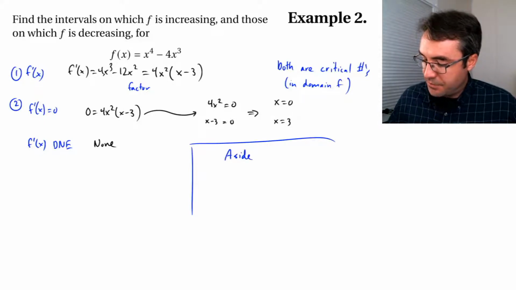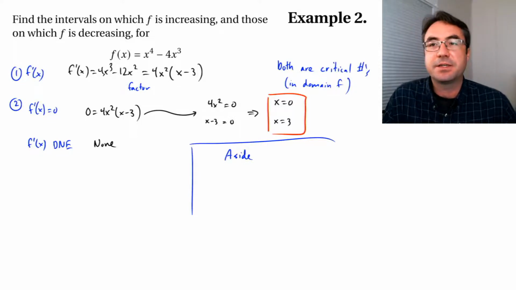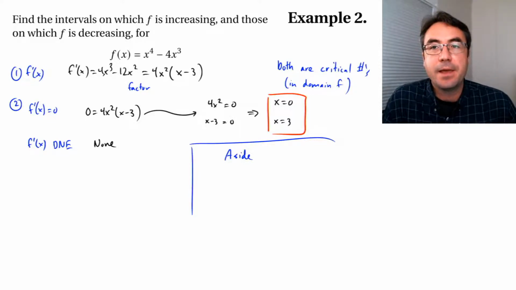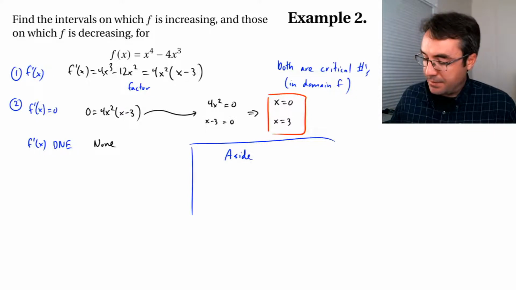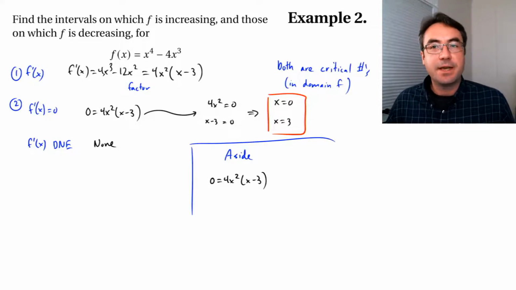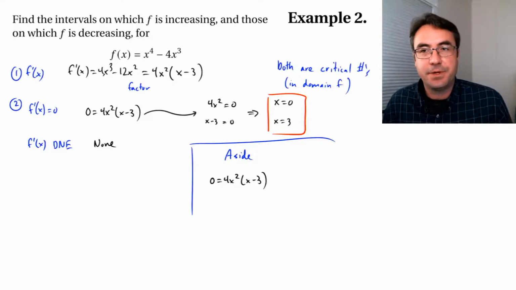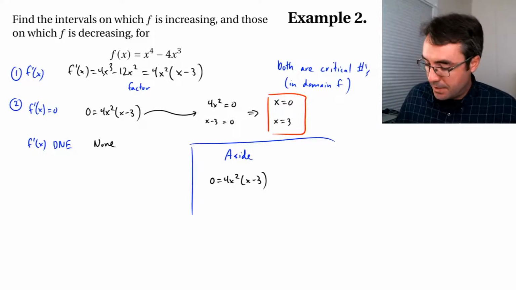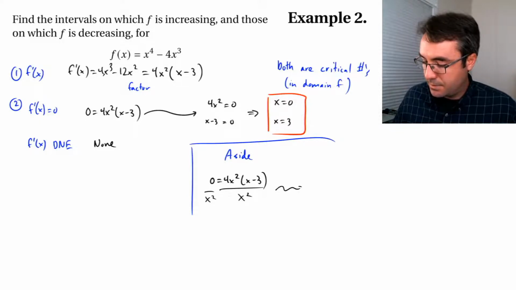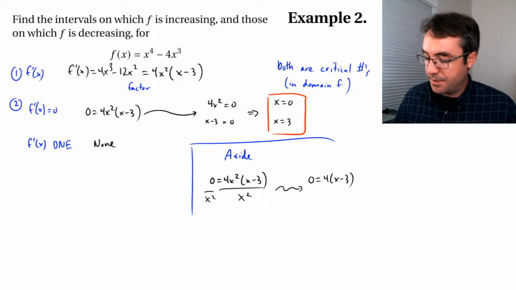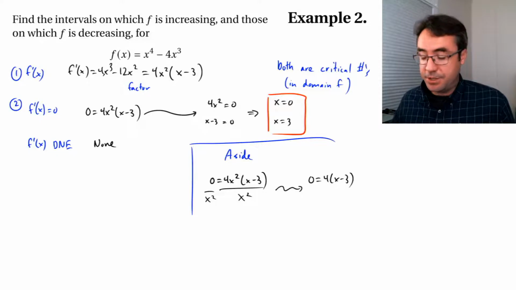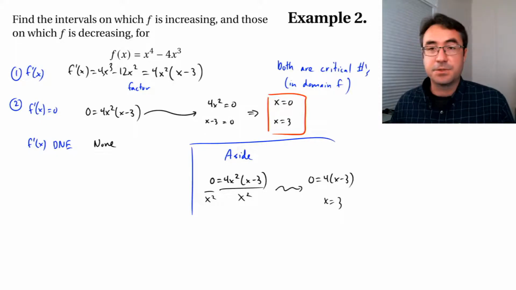So let's keep track of these critical numbers that we found, x equal to 0 and x equal to 3. And if I were at this step here, if I had 0 is equal to 4x squared times x minus 3, it's very tempting to say, all right, let's divide by x minus 3 or divide by x squared. So what happens if we were to divide by x squared? We would get 0 is equal to 4 times x minus 3. And if we were to solve that equation, we would get only x equals 3.